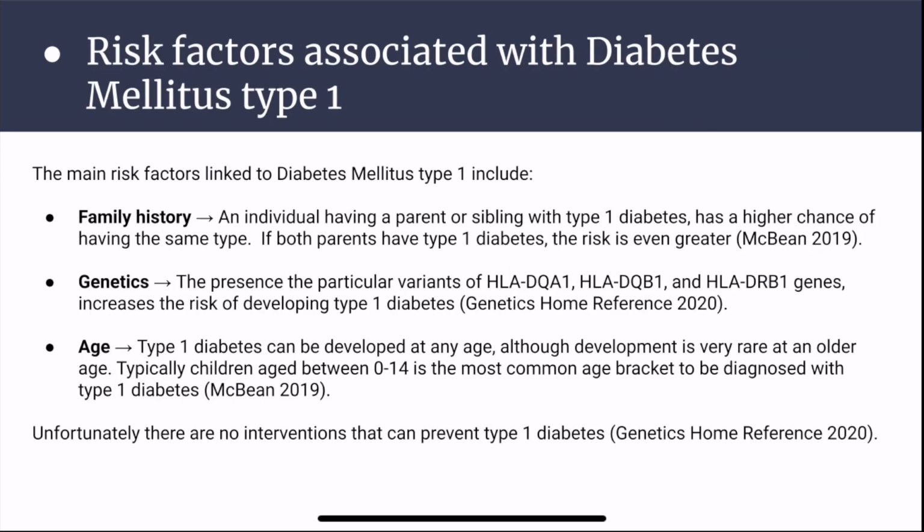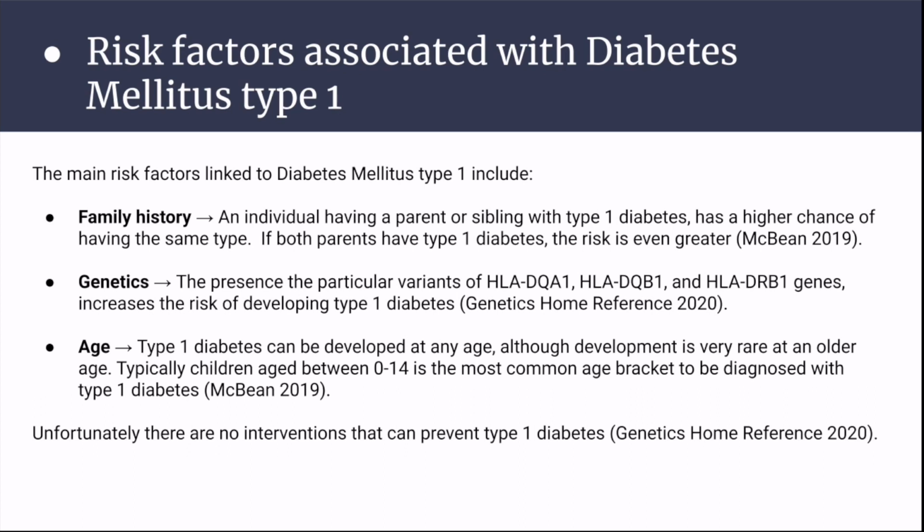Risk factors associated with diabetes mellitus type 1. The main risk factors linked to diabetes mellitus type 1 include family history. So an individual having a parent or a sibling with type 1 diabetes has a higher chance of having the same type of disease. If both parents have type 1 diabetes, the risk is even greater. Linked with family history is genetics. So genetics plays a big role as well. The presence of particular variant genes increases the risk of developing the disease.